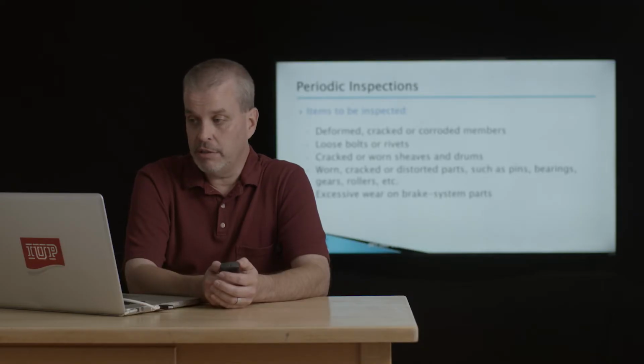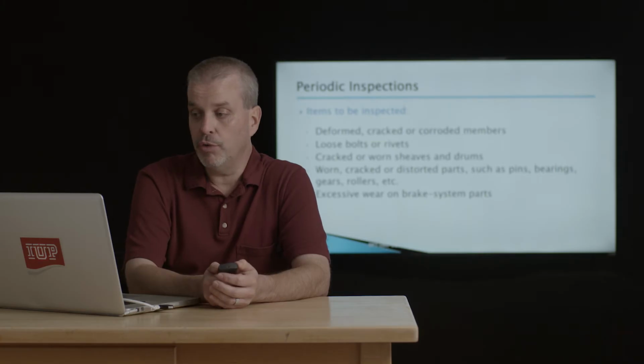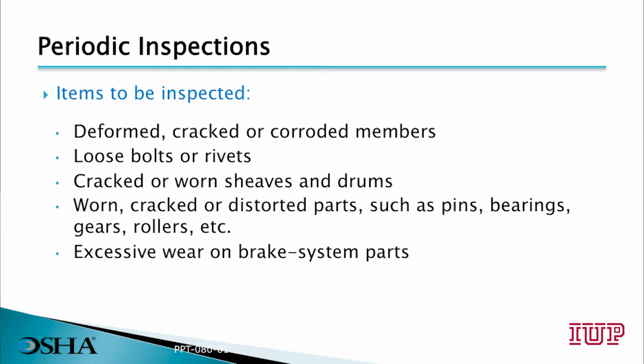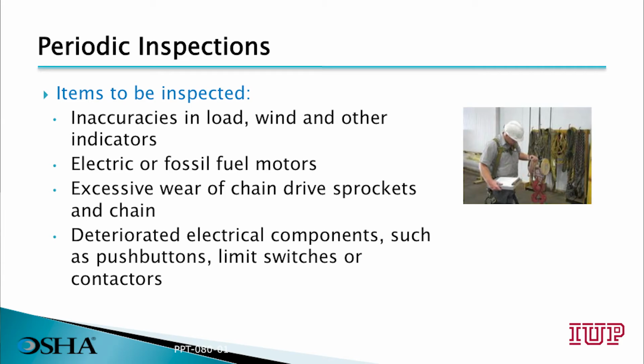During periodic inspections, items that need to be inspected include deformed, cracked, or corroded members of the crane, loose bolts or rivets, any cracked or worn sheaves and drums, worn, cracked, or distorted parts such as pins, bearings, gears, or rollers, excessive wear on any braking parts, any inaccuracies in the load, wind, or other indicators, fossil fuel or electric motors, excessive wear of chain drive sprockets and the chain itself, and deteriorated electrical components such as push buttons, limit switches, or contactors on the pendant.